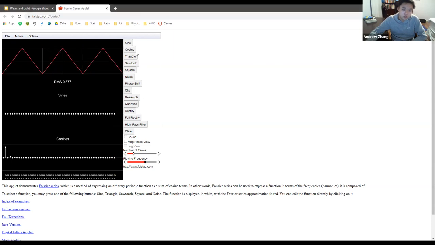And then, of course, it's cosine. And then there's also a triangle wave. So this, you can see it's pretty clean. It's a very clear triangle shape. And it's the result of basically a bunch of these tiny waves.